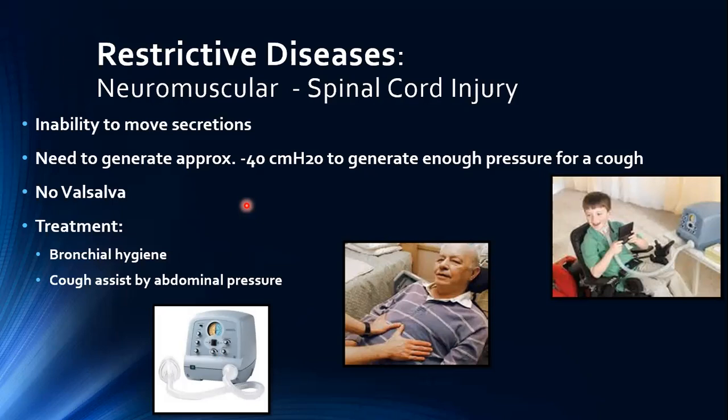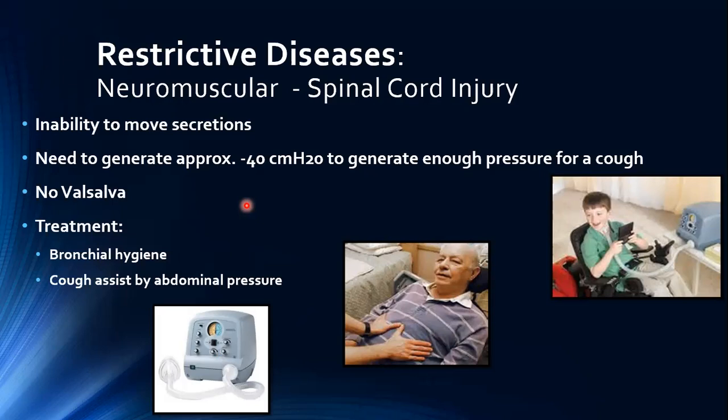And since you have a spinal cord injury, depending on where it is, it may be very, very weak or gone. And if you can't do that, then you cannot get rid of those secretions. So we have to get them out for you, right? No Valsalva. Valsalva maneuver is kind of like the gag reflex, right? If you are paralyzed, I may stick something down your throat and you don't gag at all.